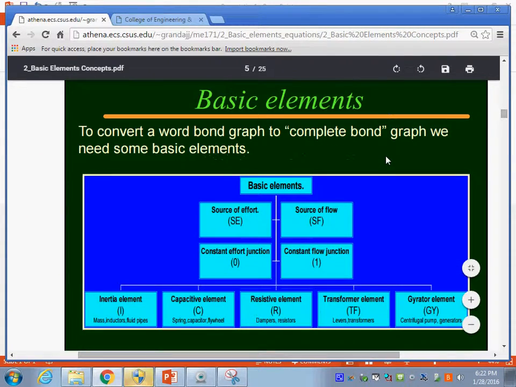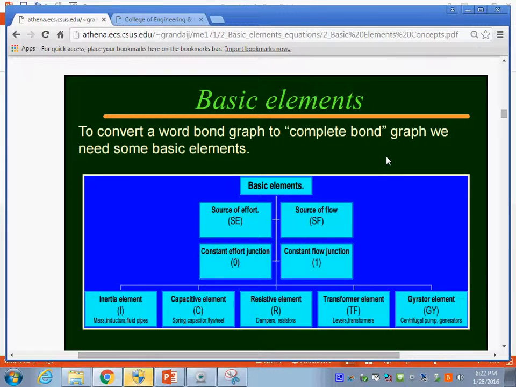All right, so let's go on. You need to create all these things, only 9 elements, which is great. We don't have to learn lots of elements to represent just about anything under the sun. We are going to need 2 source elements, 1 source of the effort variable, 1 source of the flow variable. You're going to need 2 junctions, which we're going to use the symbol 0 and 1, and you're going to use these 5 elements.